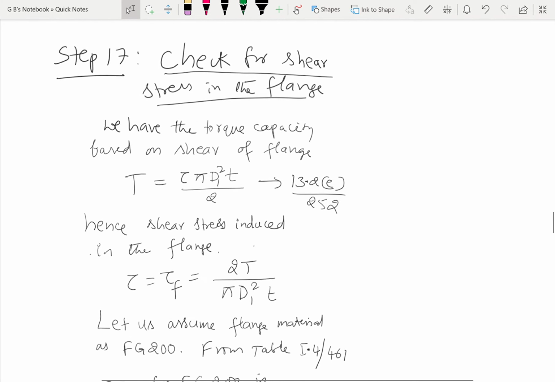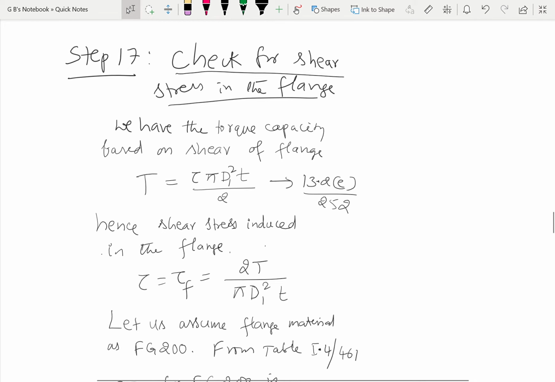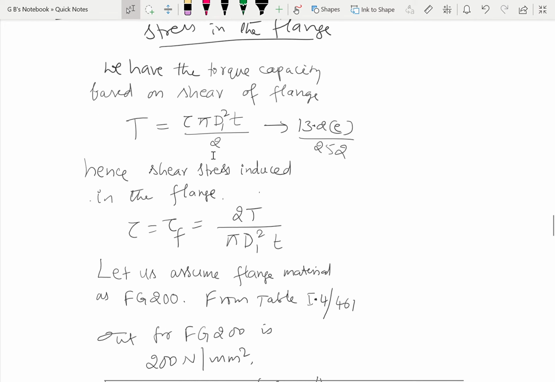Next, step 17, check for shear stress in the flange. We have the torque capacity based on shear of flange, same as that of the rigid flange coupling equation. So shear stress induced in the flange, which we call here tau F, is 2 times T divided by pi d1 square T.